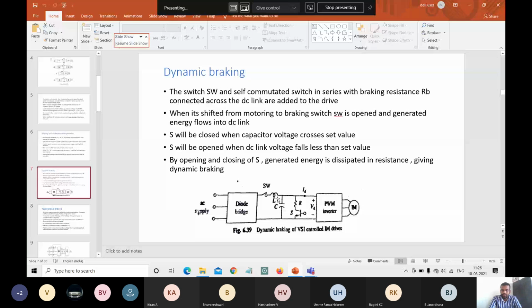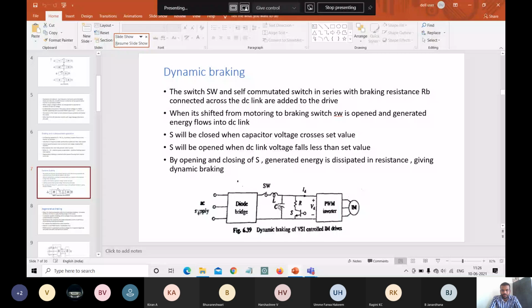After reaching some certain values, after reaching the prescribed set values, what happens? At that time the switch S is closed. After the capacitor and inductor are charged, after reaching a certain set point value, the switch S will be closed. Previously it was open, now it is closed.